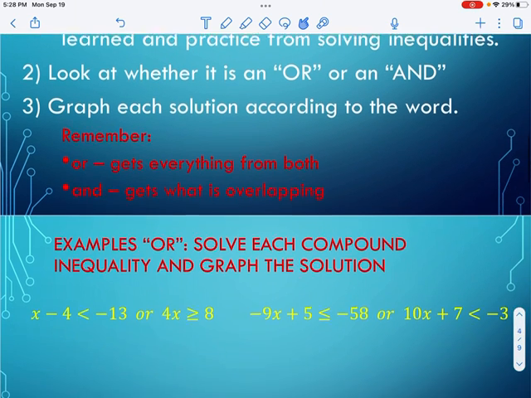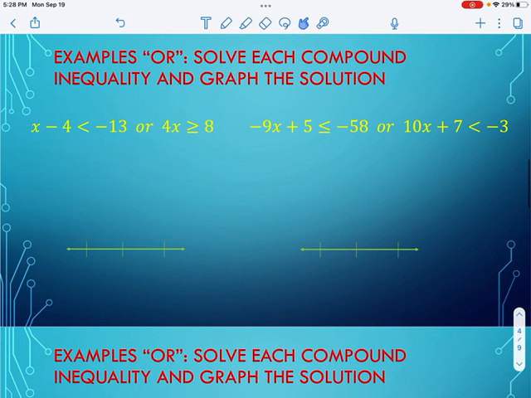Okay, so let's take a look at these. Let's give it a shot. Most of these are going to be pretty typical ones, and I will show you a couple special ones at the end. Okay, so let's start to solve. Here we would add 4 to both sides, and that's going to get us x is less than -9. Or, and here I would divide by 4 on both sides.